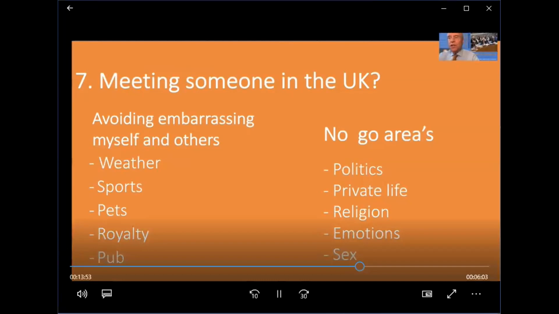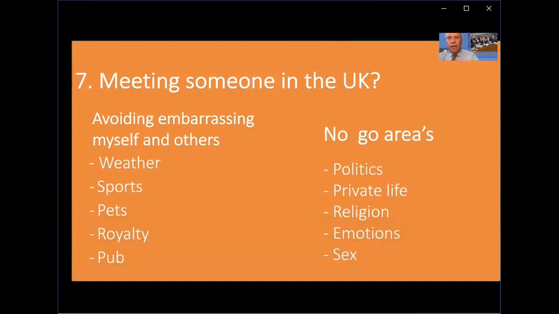Politics is not a good area. Private life: I had a meeting with a British company who wants to invest in the Netherlands, a huge investment. I tried to get him talking about his family. No way. Whereas the moment I talked about football, it started the conversation. Religion is sensitive. Sharing emotions or emotional issues in a first meeting is not good. And talking about sex, there are not that many countries where that is useful in your first meeting, but certainly in the UK, that would be an embarrassing issue.